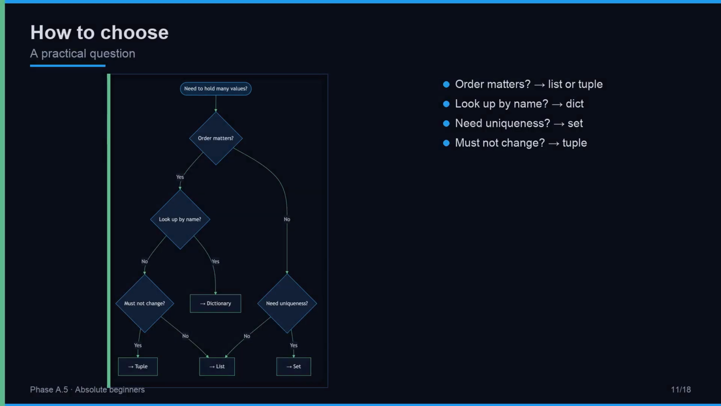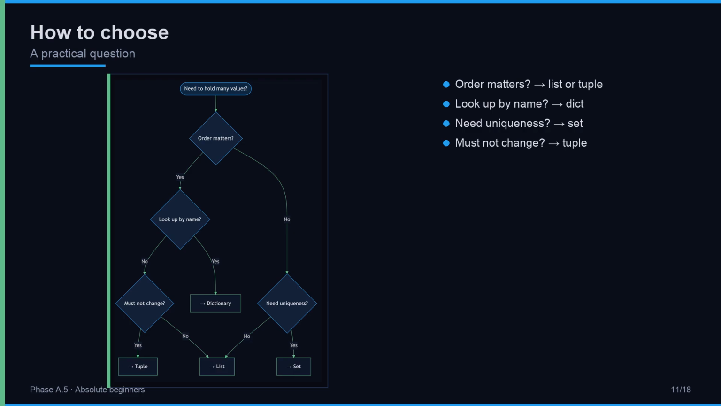How do you know which collection to use? Ask practical questions. Do I care about order? If yes, list or tuple. Do I need to look things up by name? If yes, dictionary. Do I need uniqueness? If yes, set. Does the data change over time? If yes, list, dict, or set. If it should never change, tuple. You will build intuition for this over the next lessons. For now, just know, the choice depends on what you need to do with the data.